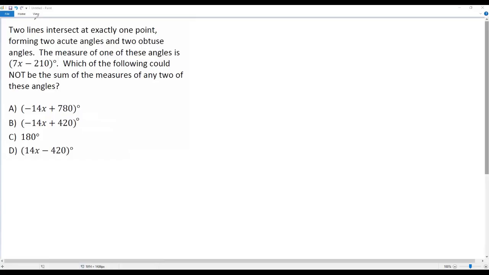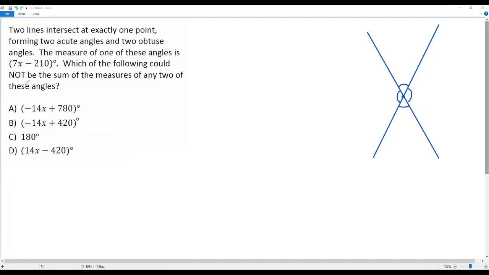Okay, now let me draw two lines over here. Okay, this one. Now as said in the question, the two lines intersect exactly at one point. Here, two acute angles are formed and two obtuse angles are formed. The two acute angles must be equal in measure because they are vertical angles, and also the two obtuse angles must be equal in measure. For the same reason, these two obtuse angles are vertical angles.